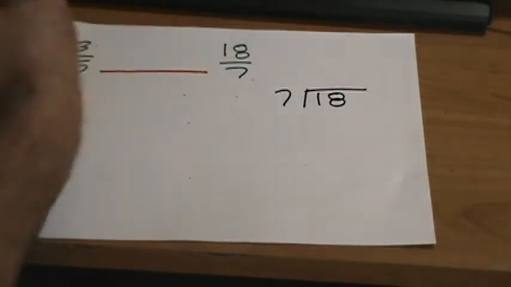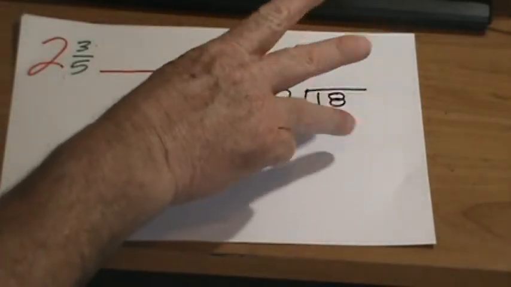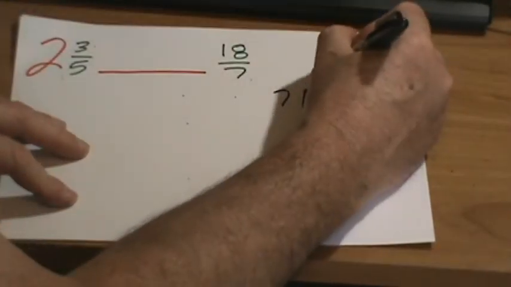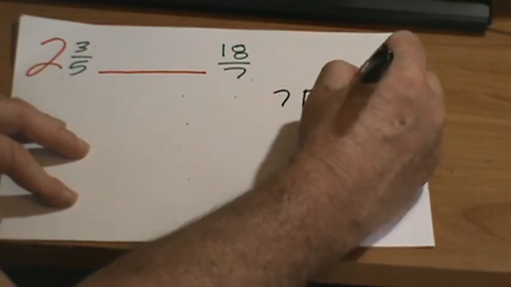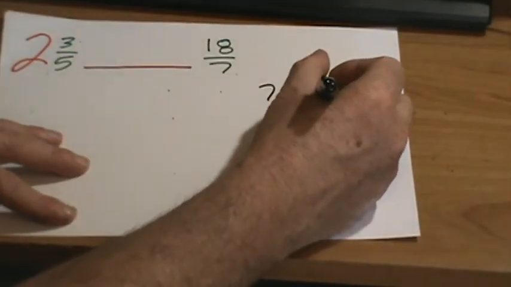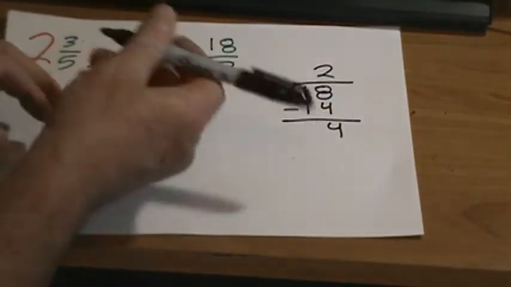So 7, let's count by 7. 7, 14, 21. Oh, too many. 7, 14. So 7 times 2 is 14. What's our next step? Subtract. 8 minus 4 is 4. 1 minus 1 is 0. And there we have it.